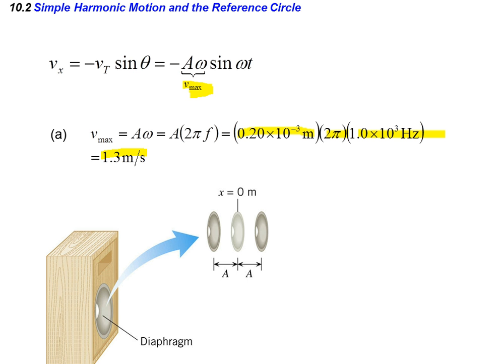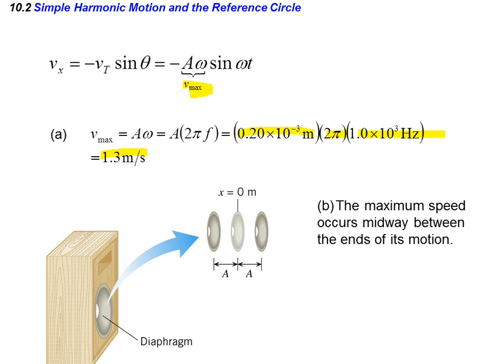Now we want to know, where does that happen? Where is this a maximum? Well, the maximum speed occurs right in the middle. Once again, those of you that know calculus, you could actually maximize this function, and you could see when that occurs. You could evaluate, and that's going to be right here when the displacement is equal to 0.